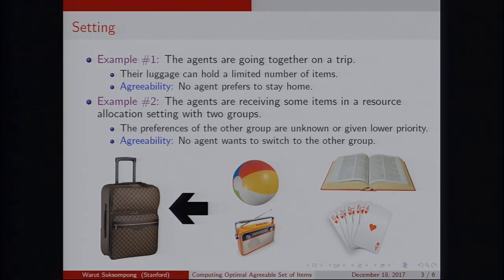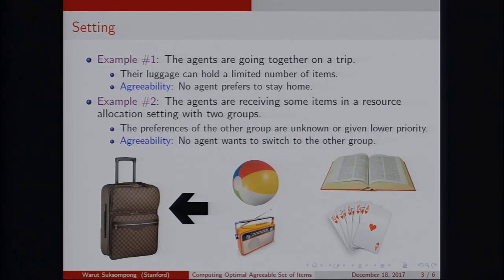So here, agreeability says that all agents should like the set of items in the luggage at least as much as the complement set of items left at home. Or in other words, based on the set of items, no agent would rather stay home than go on the trip.